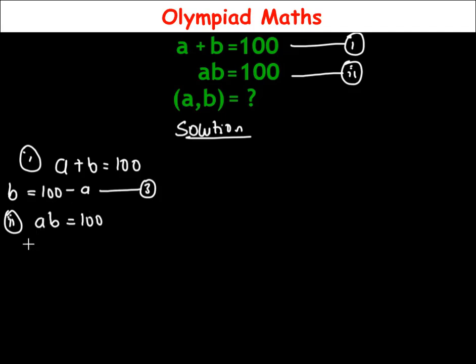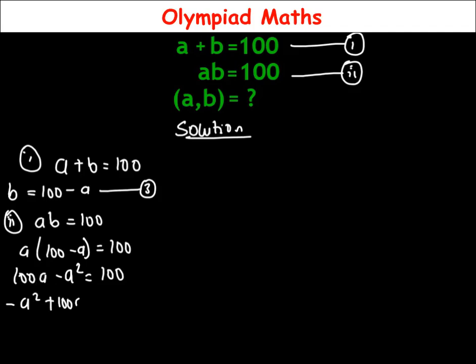So we have it as a. Now input the value of b as 100 minus a into this. In brackets, 100 minus a is equal to 100, right? So a times 100 is 100a. A times minus a is minus a square is equal to 100. So with this, if you rearrange this, you have it as minus a square, okay, then plus 100a. 100 will cross over, minus 100 is then equal to 0.